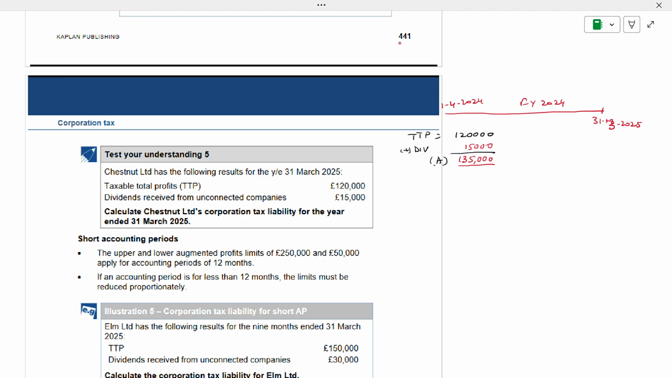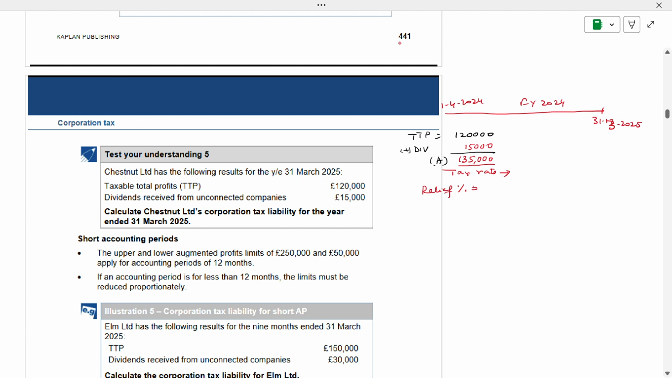31st March 2025. Okay, 1/4/2024. Which is the financial year? The financial year will be 2024. Okay, now what you have to do, it is in between.